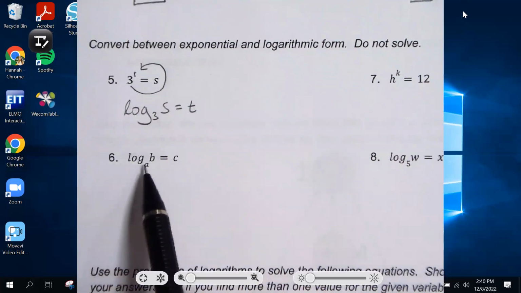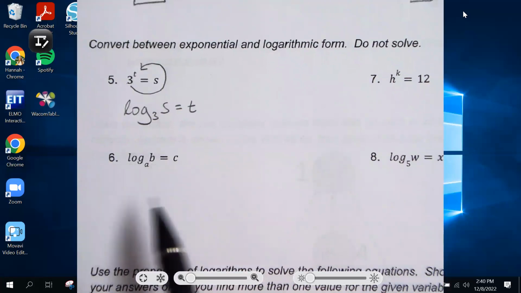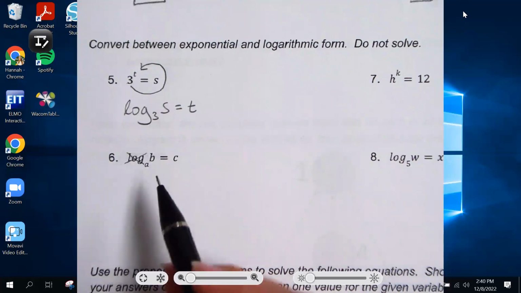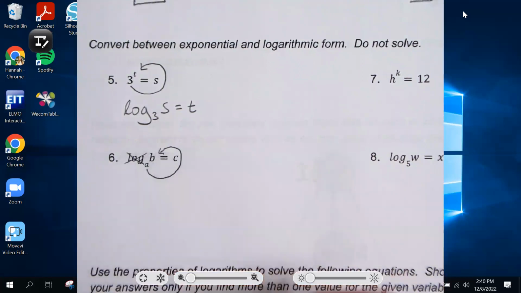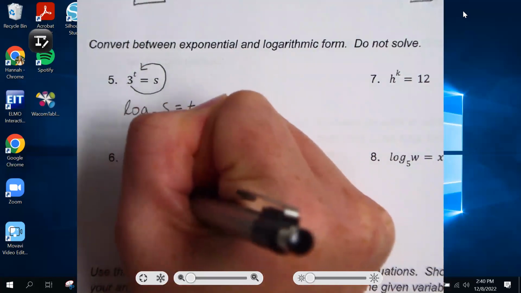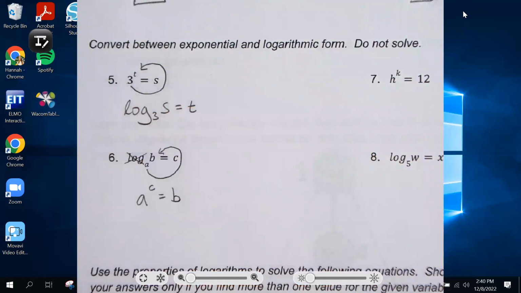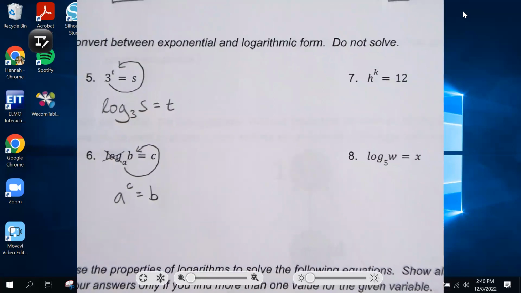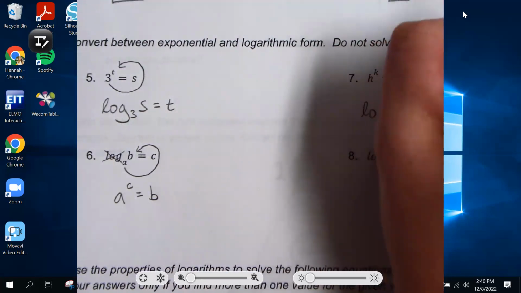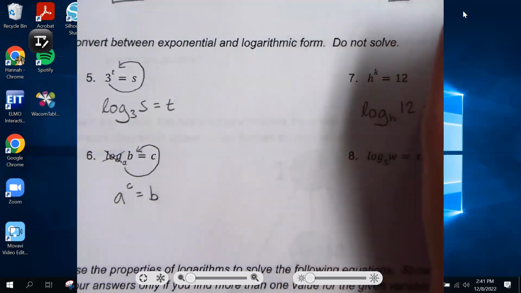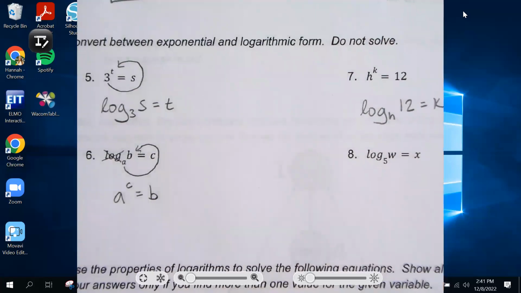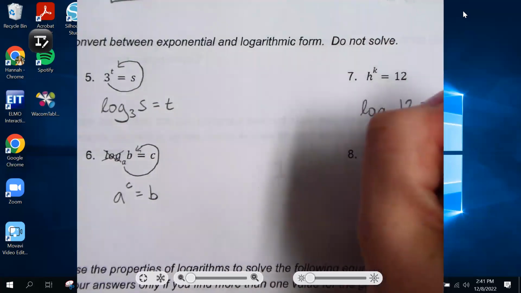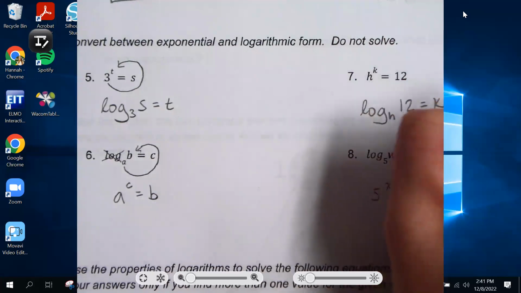Number 6, this is in log form. So we're putting it in exponential form, which means we don't need log. We can use the loop trick again by starting at the base, drawing counterclockwise. So this is a to the c power equals b. Number 7, log base h of 12 equals k. And number 8, 5 to the x power equals w.